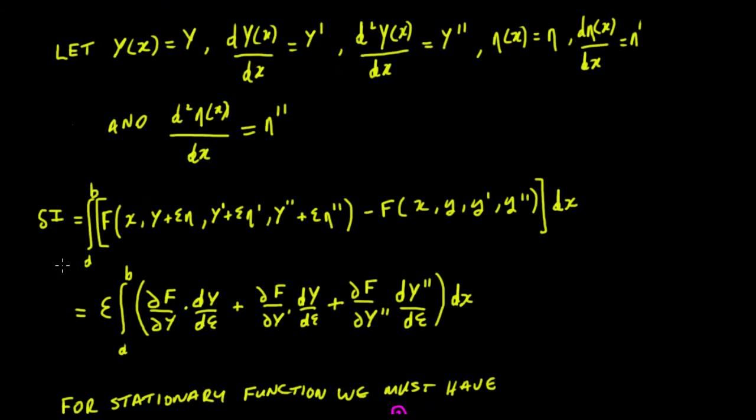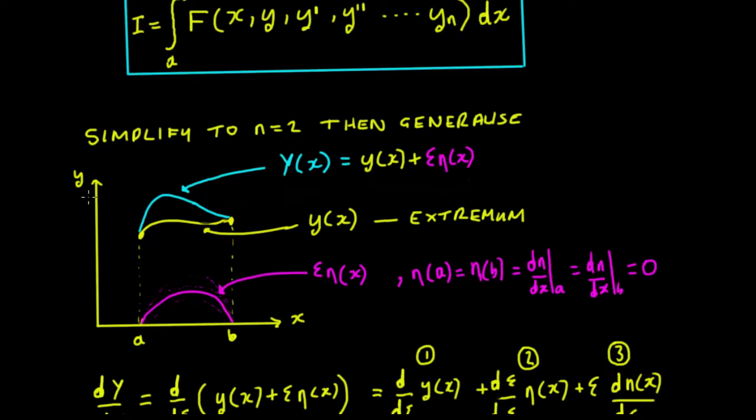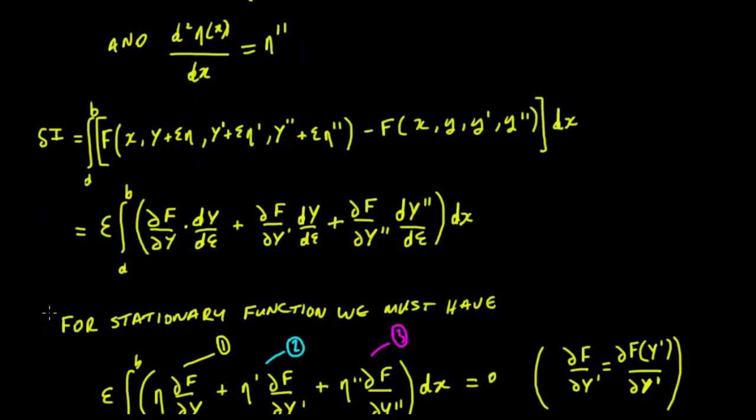So when we look at a small variation in that functional, delta I, what we could do is take the new value of the functional minus the old value of the functional at that point there.